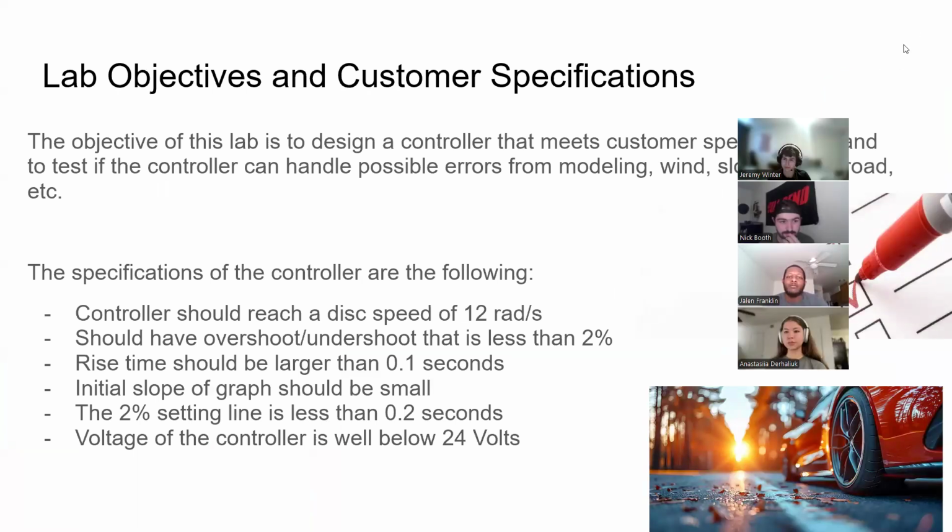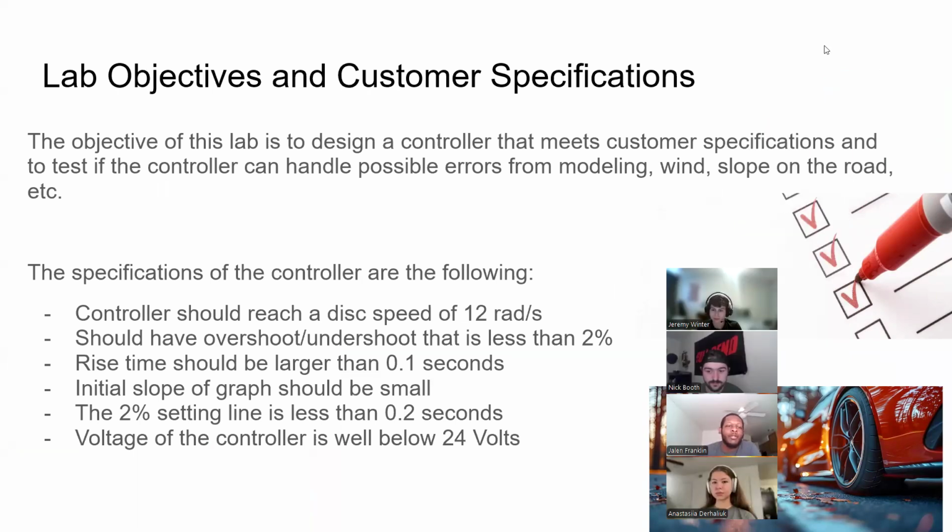So first, we're going to go over the lab objectives and what the customer wanted the specifications to be. Some of the specifications were: the controller should have a disk speed of 12 radians per second. It should have an overshoot or undershoot that is hopefully less than 2%. The rise time should be larger than 1 second. The initial slope of the graph should be small, and the 2% settling time should be less than 0.2 seconds. The voltage of the controller should also be a lot less than 24 volts.